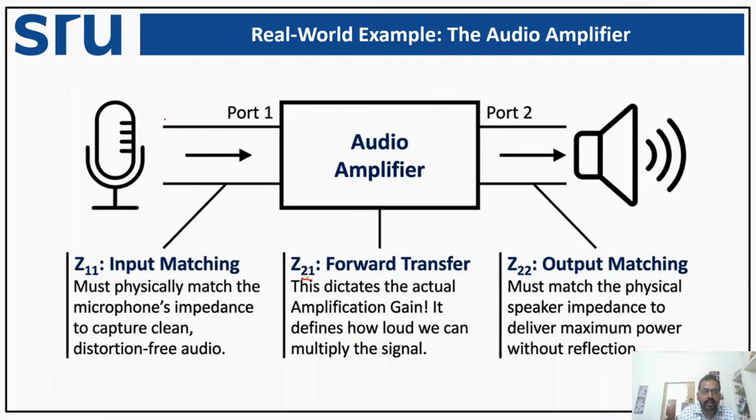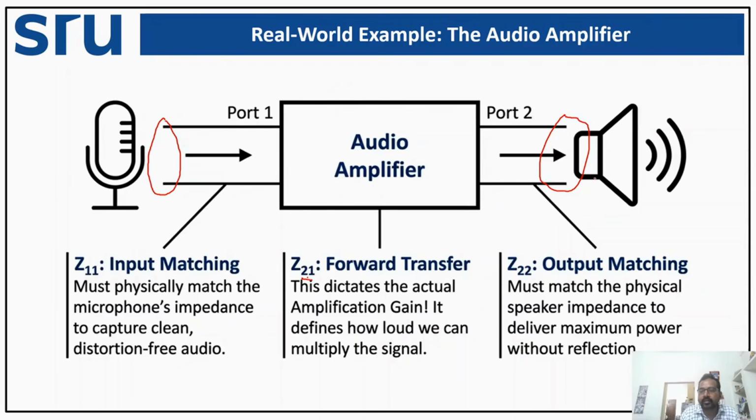Here we have an input port and an output port. We connect the input port to the mic and the output port to the speaker. In order to capture a clean input, we first need input matching, so we need Z11. If this is matched to the microphone's impedance, then it captures clean audio, which is distortion free.